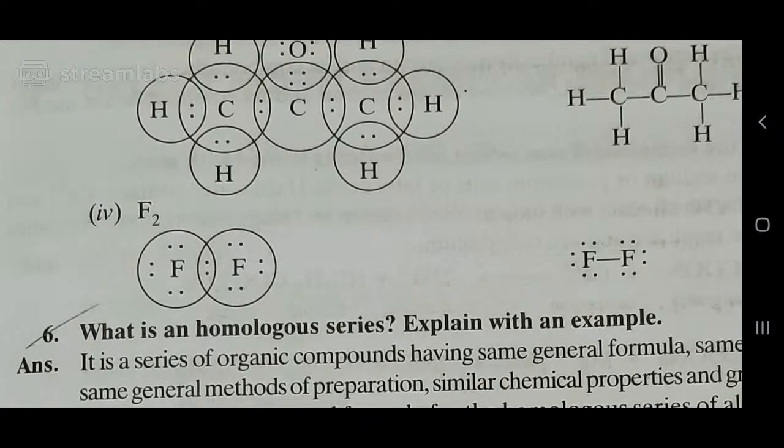Now look at the fluorine. Each fluorine has 7 dots and each fluorine shares a single electron with the other one so that it forms fluorine single bond.